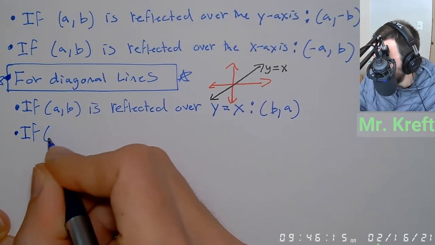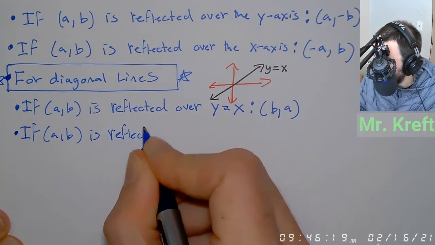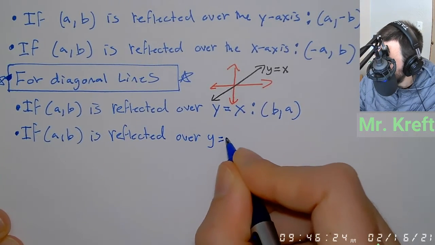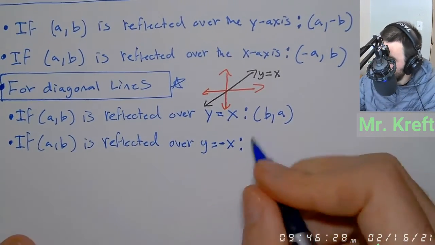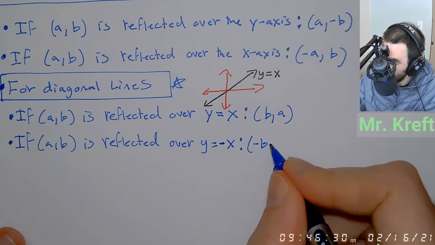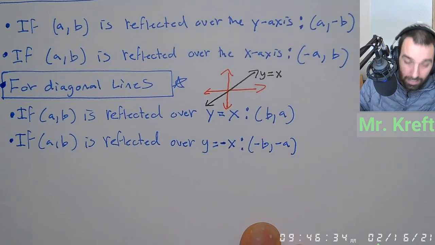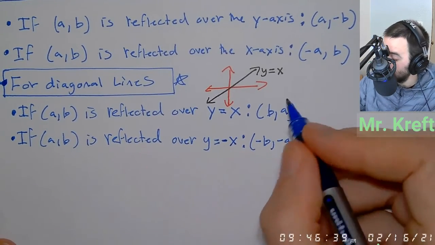The other one is if AB is reflected over y equals negative x. And this one will also make sense. It's the same thing, but they change sign. So you switch the y and the x, but they also change sign. So these guys are really important.